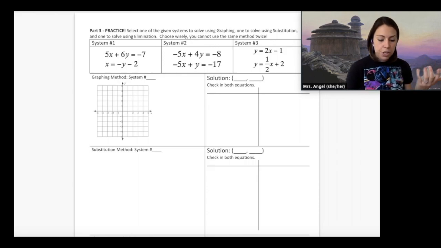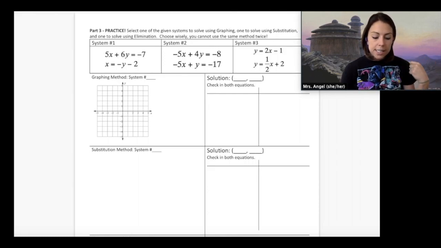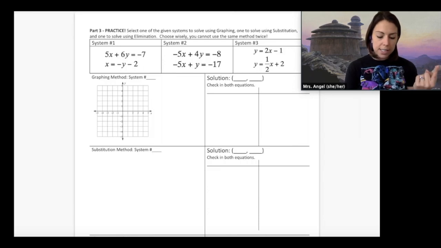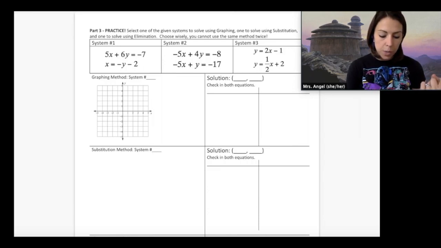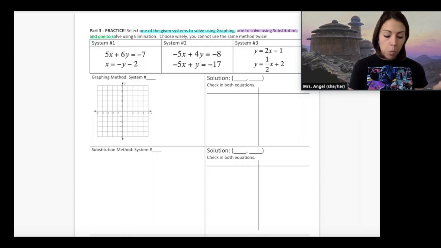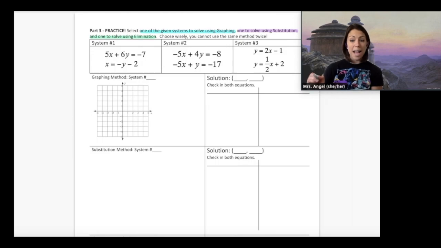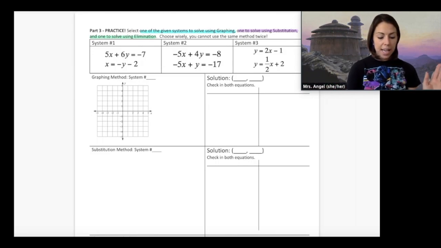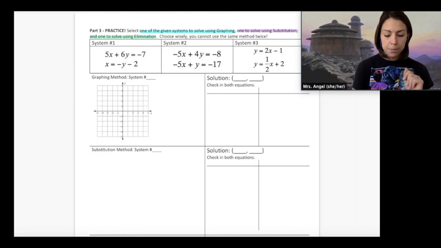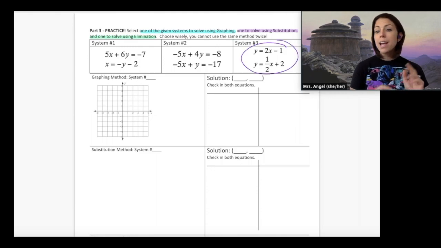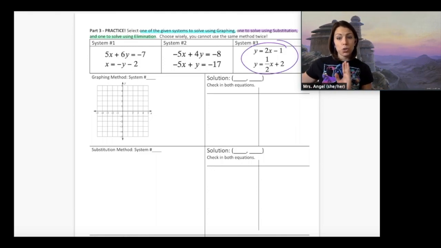So we have to, according to these directions, select one of the given systems to solve using graphing. So we can only pick one to do graphing with. We can only pick one to solve using substitution, and we can only pick one to solve using elimination. So we have to pick wisely, because let's say, for example, I choose to do substitution with system 3. That means I can't do substitution with 1 or 2. I would have to graph or eliminate.